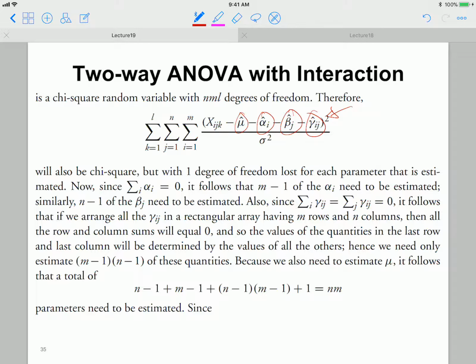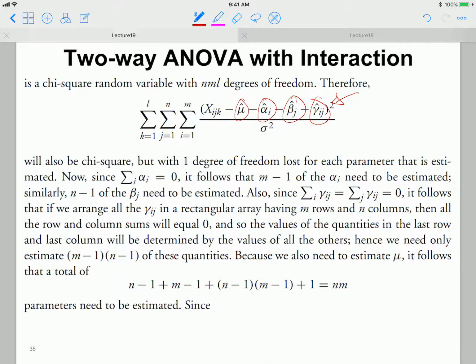Now we have to think about the number of actual parameters that we have to estimate. That will be the number of degrees of freedom that we have to reduce by. So let's consider it. This one corresponds to mu, so we compute the number of degrees of freedom to decrease, the amount of decrease.